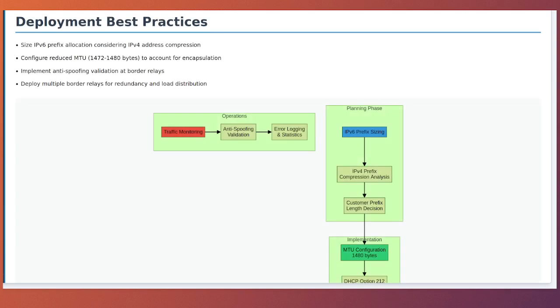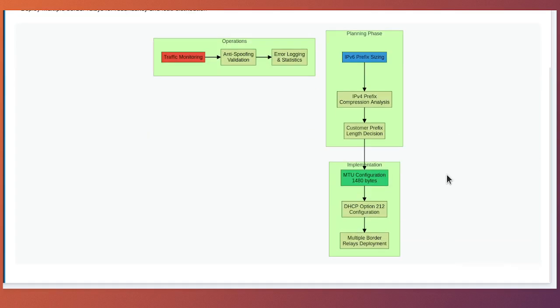Deployment considerations and best practices. Successfully deploying 6RD in a production environment requires careful planning and attention to several important considerations. While 6RD is relatively simple compared to some other transition technologies, there are still potential pitfalls to avoid and best practices to follow for optimal results.